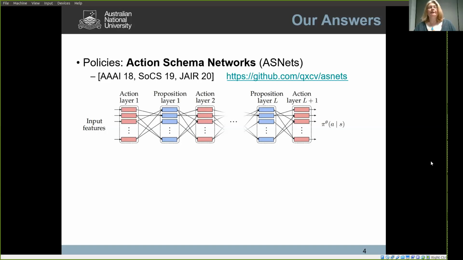Experimentally, we find that ASNets perform very well when there is a simple trick in the domain that can be learned from small planning instances, and that enables solving arbitrary instances.